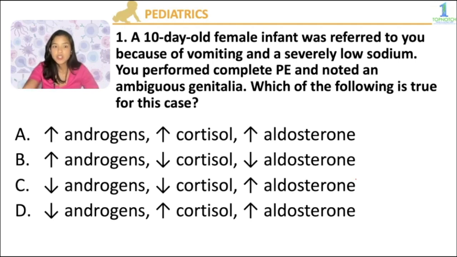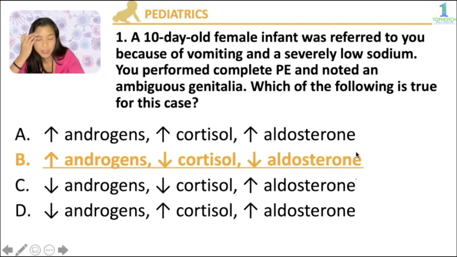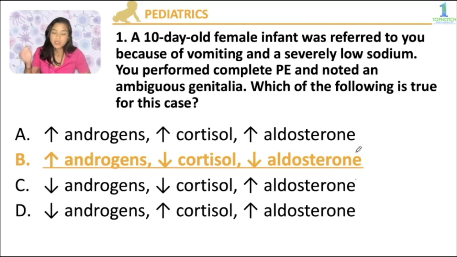So the answer here should be letter B. So your high androgens, low cortisol, and low aldosterone. Okay, so even if you don't know the diagnosis, you can actually guess what the answer is based on the presentation of the patient. So let's look at it together so we can enhance our testmanship.